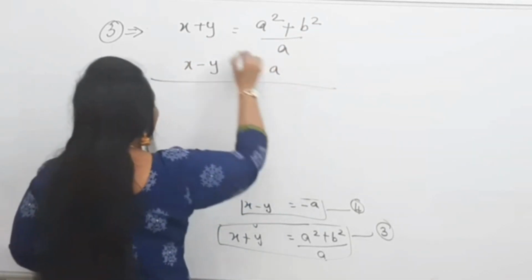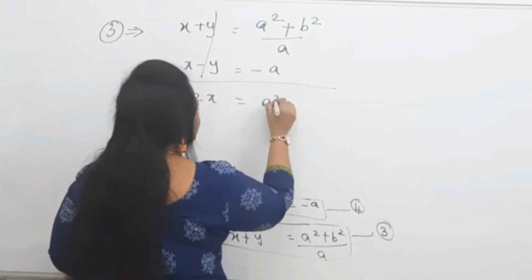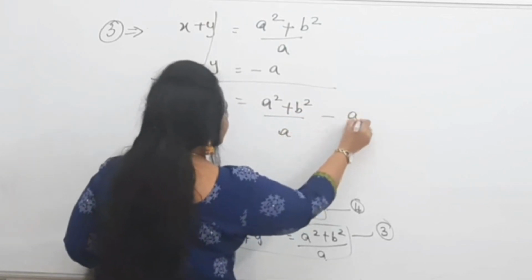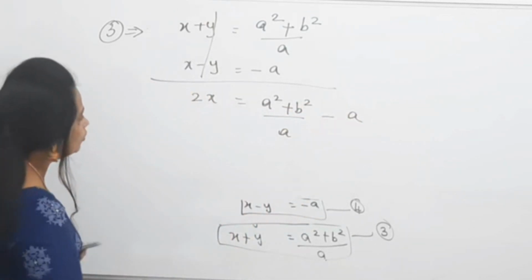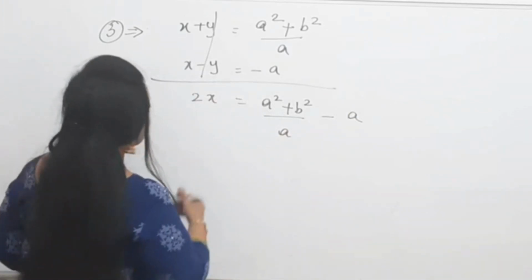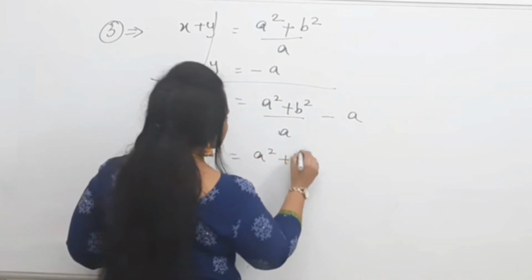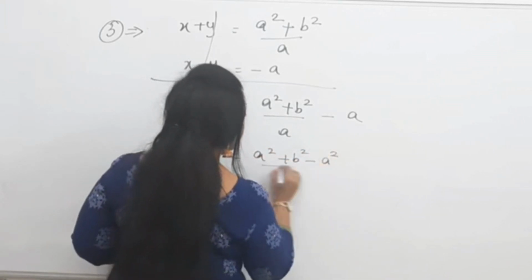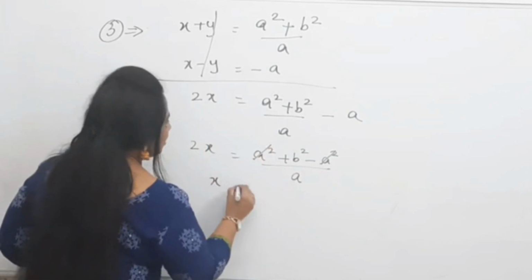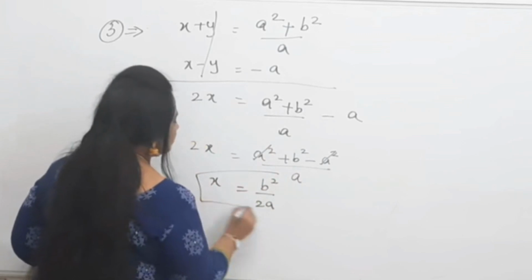Now I would have direct cancellation. 2x is equal to a square plus b square by a minus a. So I'm going to take the LCM right now. 2x is equal to a square plus b square minus a square divided by a. A square gets cancelled. That means my x is equal to b square by 2a.